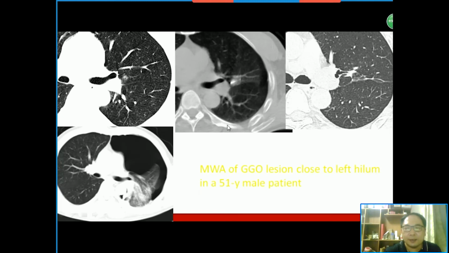This is just case one, and we did ablation of the lesions. The lesions were close to the bronchus and the vessel, but after the procedure, before discharge, the patient developed severe pneumothorax, and 1 month later, we did follow-up, and we can see that this lesion disappeared and became scars and shrinked.